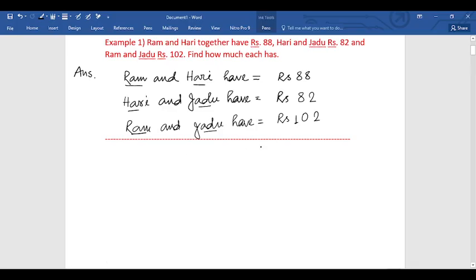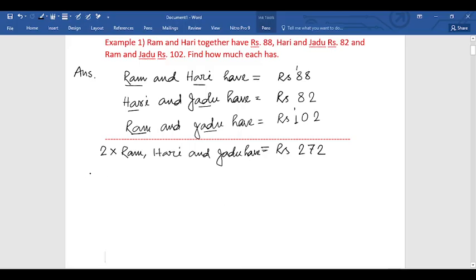Now, the total here is rupees 8 plus 2, 10, 10 plus 2, 12. Carry over 1. 1 plus 8, 9, 9 plus 8, 17. Carry over 1. 1 plus 1, 2. Now, as all 3 of them are mentioned 2 times here, that means 2 into Ram, Hari and Jadu have.